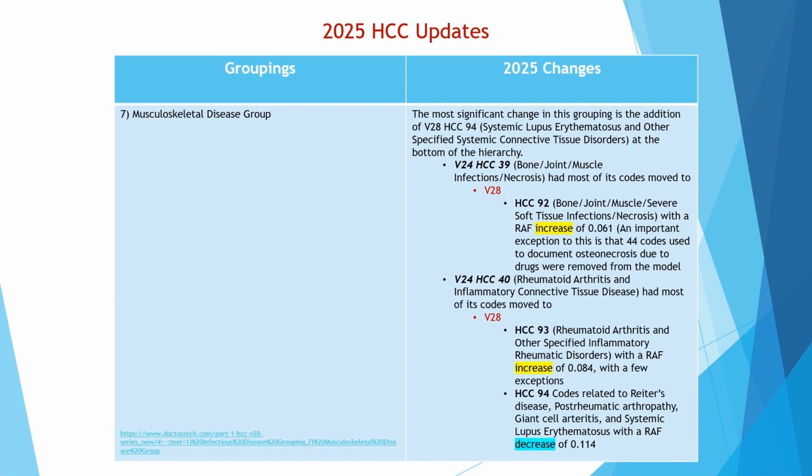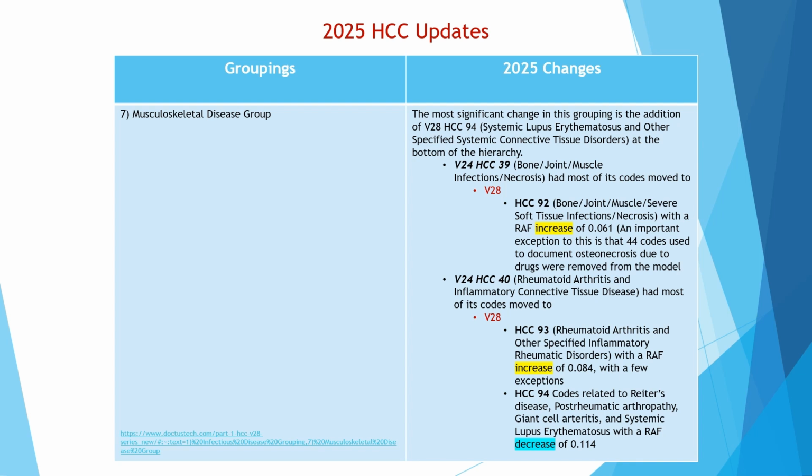7. Musculoskeletal disease group. The most significant change in this grouping is the addition of V28 HCC 94, systemic lupus erythematosus and other specified systemic connective tissue disorders, at the bottom of the hierarchy. V24 HCC 39, bone, joint, muscle infections/necrosis, had most of its codes moved to V28.